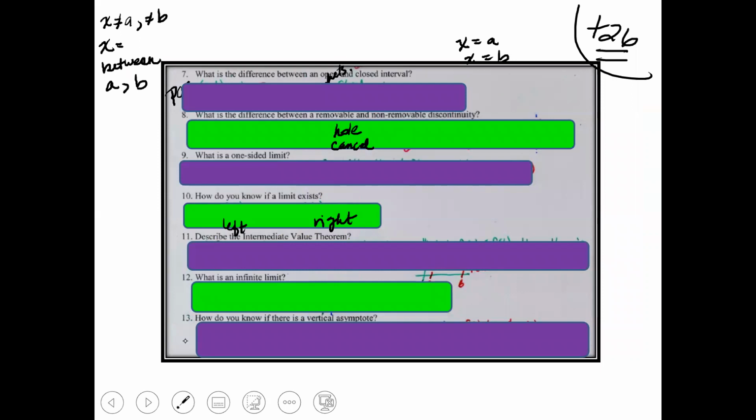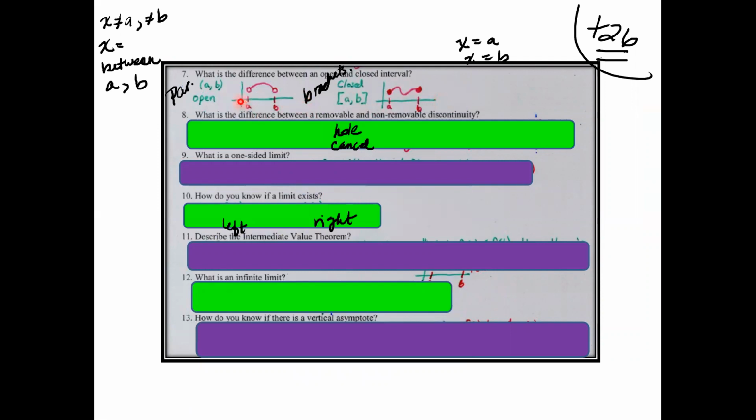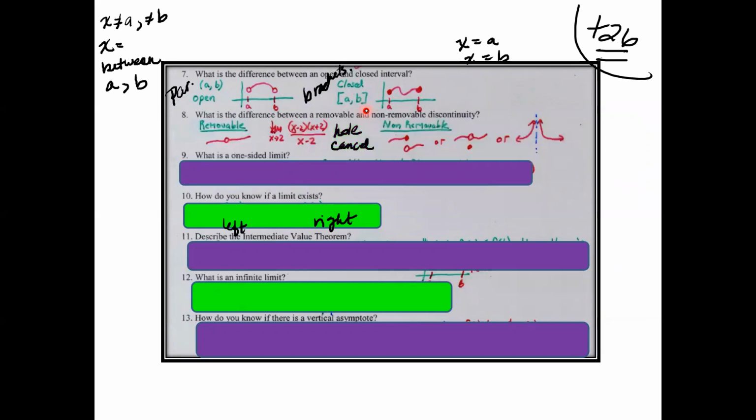Number 7, what is the difference between open and closed intervals? Well, this is what it looks like. Open intervals, you generally have parentheses. A and B are not included. All the values in between A and B are. With closed, it is brackets because all the values, including A and B, are included. And I asked this question because it's a good segue for the mean value theorem that we're going to talk about coming up.